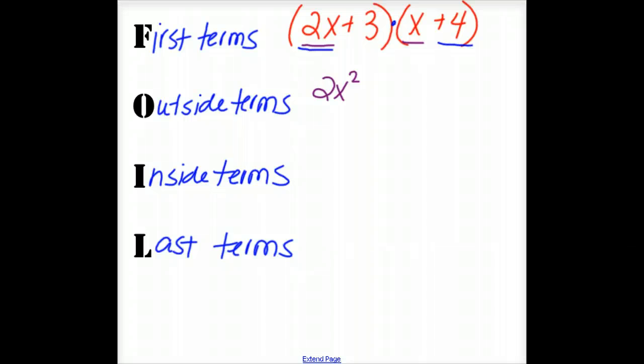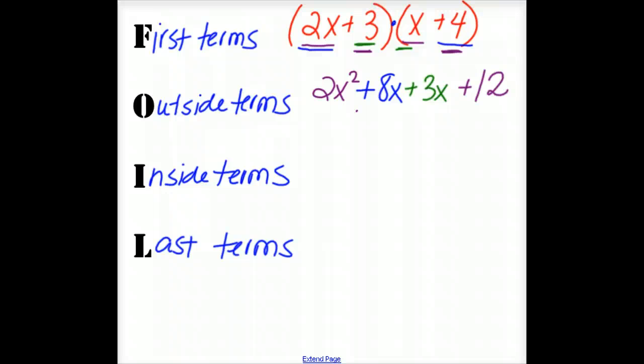2x times 4 is a positive 8x. Next step, take your inside terms. They're the ones closest together. They're inside the whole problem. That's 3 times x, positive 3x. Last step, take the last terms. That is your 3 and your 4, positive 12. If you do this order, you will always correctly multiply your binomials.